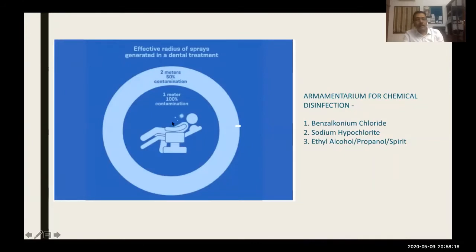When we look at the radius of contamination, the chair is there. Around the chair, 1 meter around the chair, you will consider it as 100% contaminated, and 2 meters from the chair is 50% contaminated. So how do we clean this? There are 3 methods. We can use benzalkonium chloride, sodium hypochlorite, or ethyl alcohol. Ideally, sodium hypochlorite is one of the cheapest disinfection solutions.